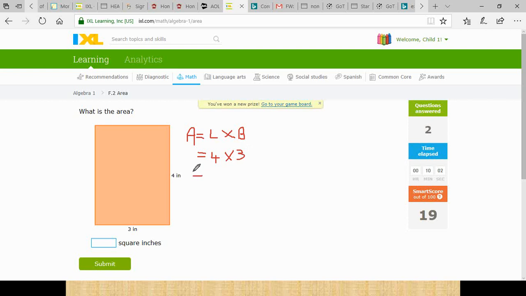So 3 times 4 is 12. It's an area, so it has to be 12 square inches. Okay, 12 square inches. All right, so the area of a rectangle or a square is the length times the width or breadth. You have to remember that. So you need to go over the lectures and fully understand. Okay, all right, so this is 12. Let's submit it.